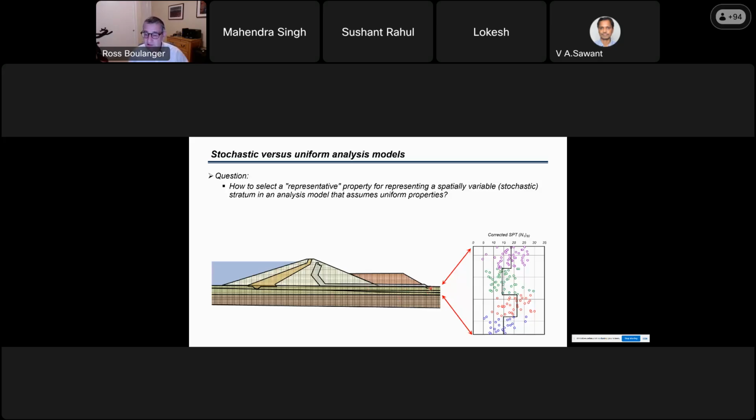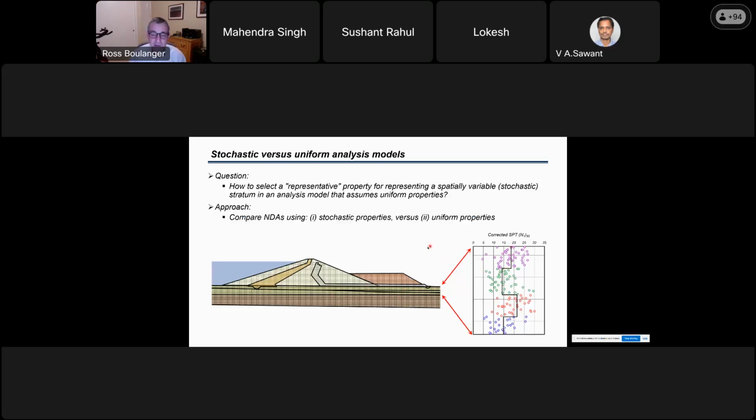And it's illustrated in this cartoon. If you had this stratum here and you had this range of blow counts, you're going to look at those blow counts and pick a value for which you are going to assign the properties to an individual stratum. So how do you pick representative properties for a variable stratum?